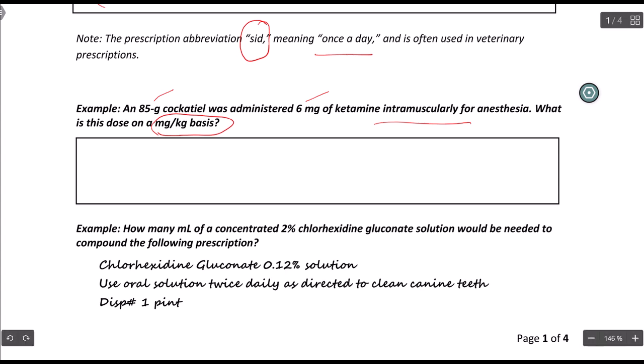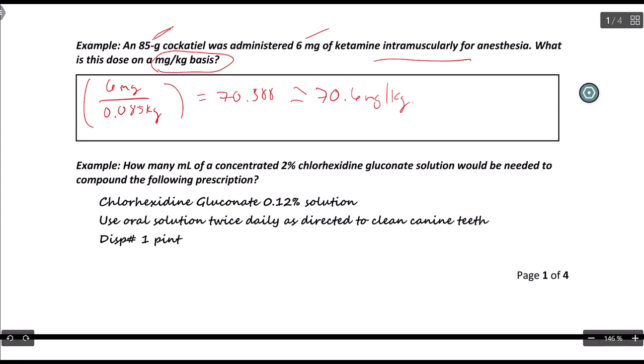So we know that we used 6 milligrams, and this was for an 85-gram cockatiel. So I'm going to directly convert that into kilograms, right? By moving the decimal point over 3 places. So this is the amount of milligrams per kilogram. So when I divide that out on my calculator, I'm going to get about 70.588, or roughly about 70.6 milligrams per kilogram. So that's what I would write into my chart, that it was about 70.6 milligrams per kilogram.